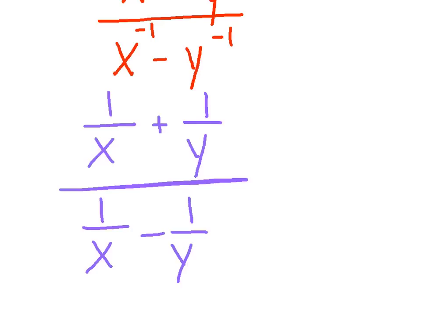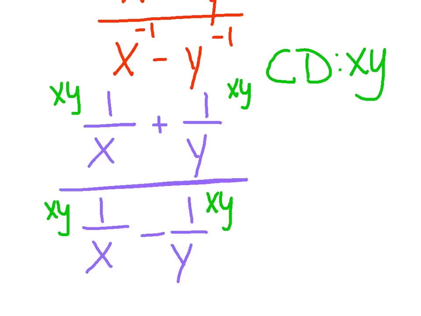All right, so now that I have 4 fractions, my goal is to check out those denominators and come up with a common denominator. Well, looks like I have the letter x and the letter y. So I'm going to say my common denominator is x times y. Okay, my common denominator is x times y. So go ahead and put that next to all 4 fractions.